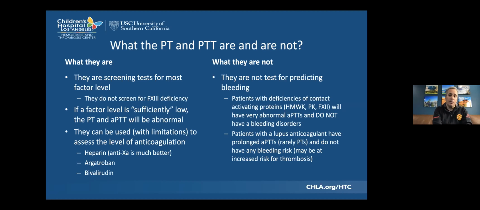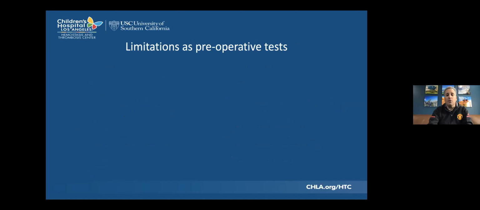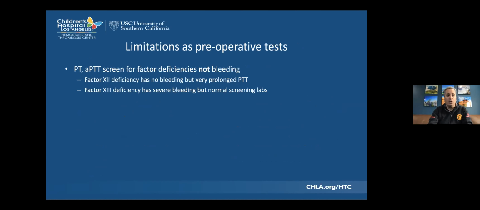So those are 2 examples of clinical scenarios where these tests are not telling you at all about whether somebody's at risk for bleeding. They are telling you, though, if a patient has a factor deficiency. With respect to the lupus anticoagulant, that's more of an interference because of the phospholipid in the assay. People with lupus anticoagulants have substances that interfere with those phospholipids, and that's why you get a prolonged PTT. So there are limitations for these as preoperative tests. Again, I went through this already, but PT, PTT, if you're really worried about screening for factor deficiencies, but factor 12 deficiency patients, I already mentioned, don't bleed with a prolonged PTT, and factor 13 is a severe bleeding disorder with a normal PT and PTT.